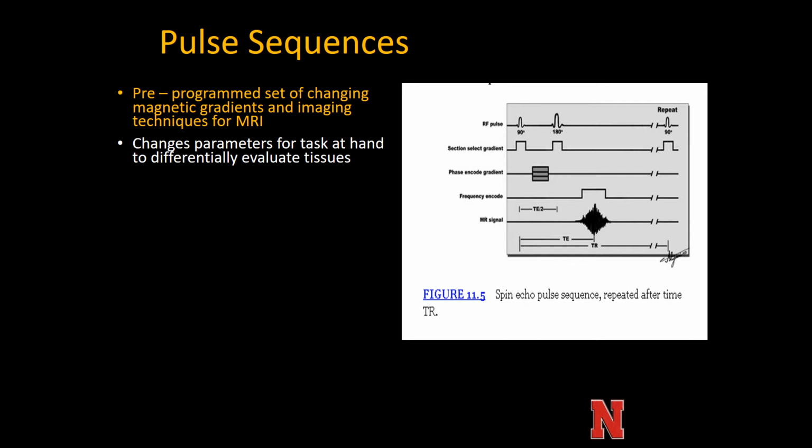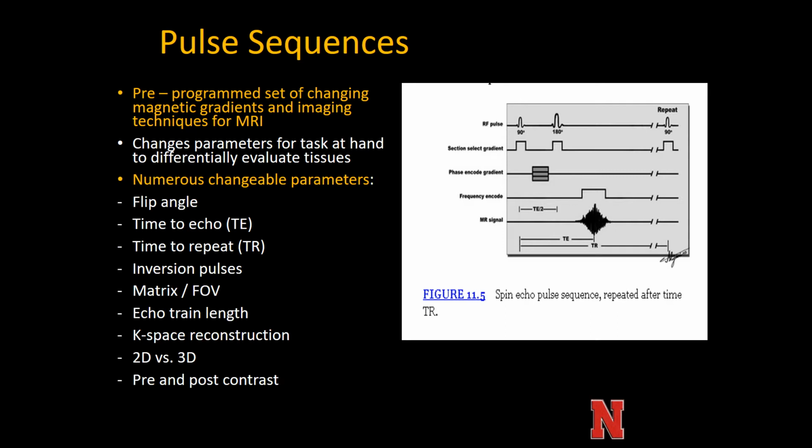If we want to nullify all the signal from fat in a sequence, we'll have to do special things. There are numerous changeable parameters. So what can we control? The machine can control the flip angle of the initial radiofrequency pulse. We can control when we listen for the echo. That's the TE. We can control how often and how frequently, as well as what time we repeat the whole thing. That's the TR.